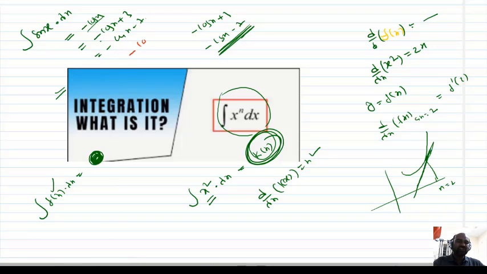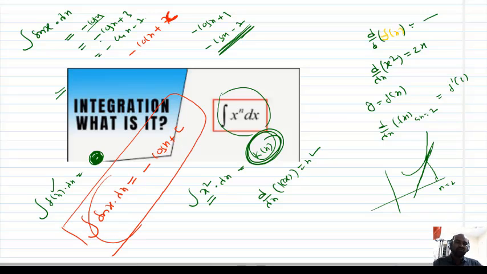So minus cos x plus some constant, I can write some constant. Finally, what is my conclusion? According to the modern definition, I can say that the integral of sin x dx is nothing but minus cos x plus c, where c is a constant.